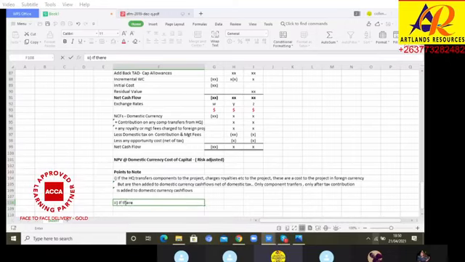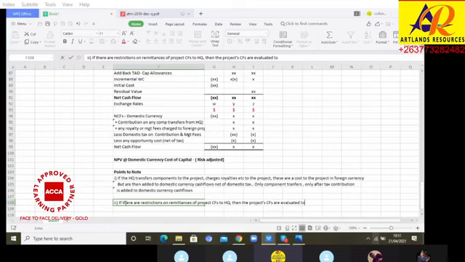If there are restrictions on remittances of project cash flows to HQ, by HQ we just mean home country, then the project cash flows are evaluated to the extent to which they are remittable.